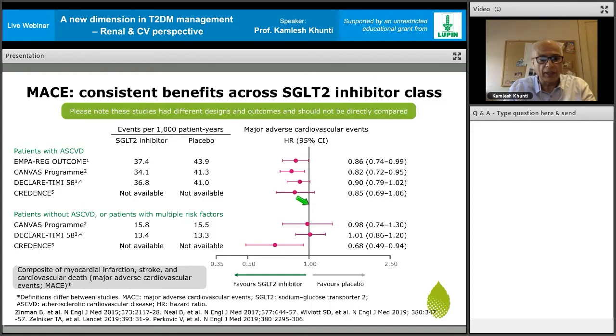This is looking at people at the bottom, in people without atherosclerotic cardiovascular disease. And what we see here, there were only 2 studies, as I mentioned, CANVAS and DECLARE. There were no benefits in people without atherosclerotic cardiovascular disease. But if they had renal disease without atherosclerotic cardiovascular disease, there were major benefits in terms of major adverse cardiovascular outcomes.